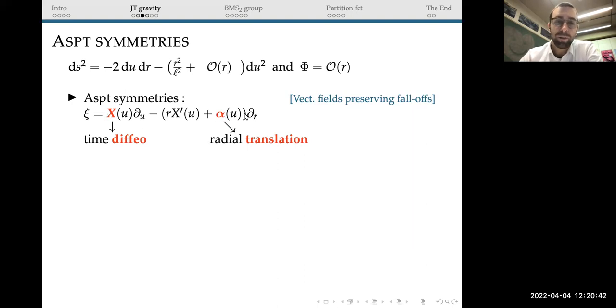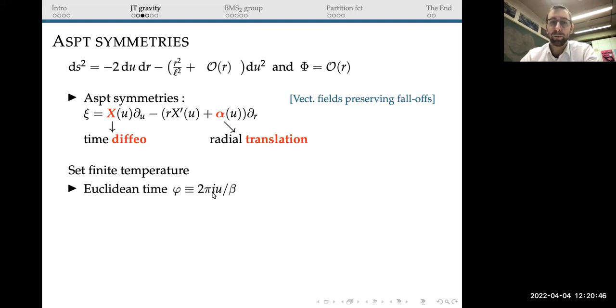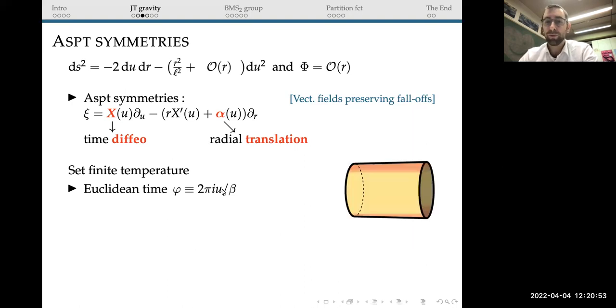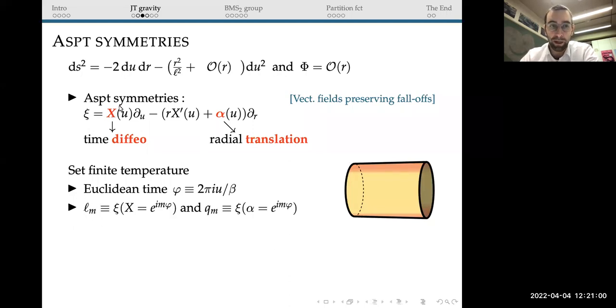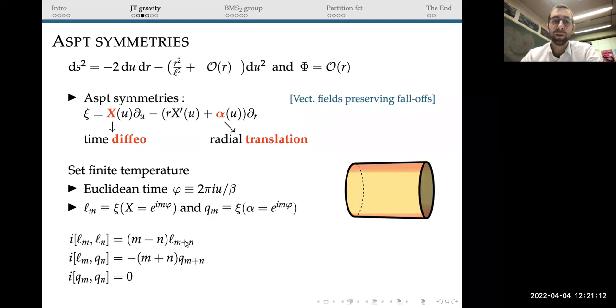Now, to make the structure of this algebra a bit more transparent, it helps to actually work at finite temperature, whereby you define Euclidean time phi in this way. This is chosen to be 2 pi periodic. So this is really the situation I mentioned in the introduction. And then in those terms, you can define those non-abelian generators L_m, which are given by replacing X by these Fourier modes. And similarly, you can define abelian generators Q_m, which are similarly given by replacing these guys with Fourier modes. And then the algebra that you find takes the form written here.